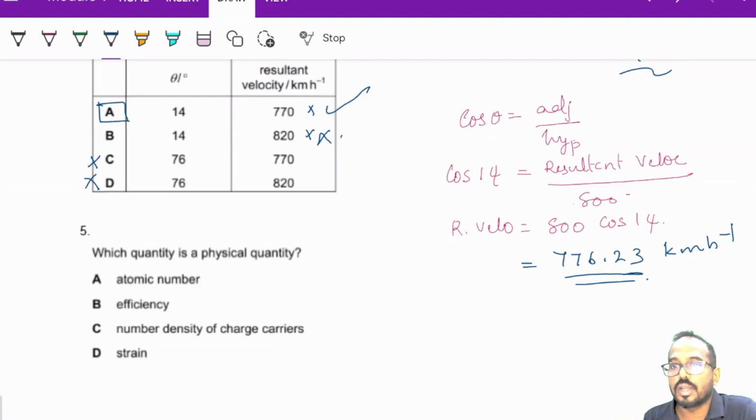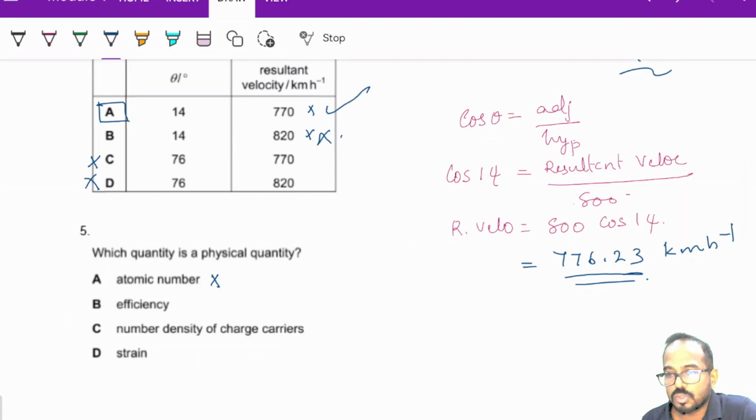So which of the following quantities is a physical quantity? You need to check the unit. Check this one, option A, atomic number. Atomic number is a number, right? The number of protons in a nucleus. So it is a number only, it doesn't have a unit. So numbers can't be a physical quantity. A number with its unit is a physical quantity, right? I have explained it earlier.